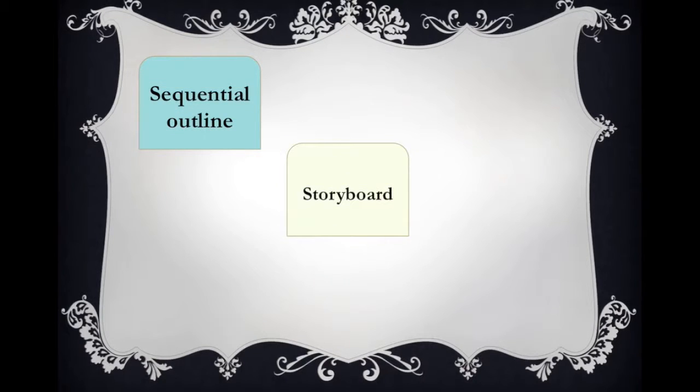The first one is a sequential outline. The second one is storyboard. And the third one is script. So you don't have to do all of them in this workshop. I only need you to do one of them. But I really encourage you to explore all of them so you can apply them after the workshop in future projects for more professional planning. So let's explore each one of them, starting with sequential outline.